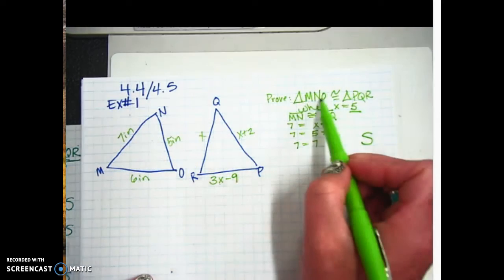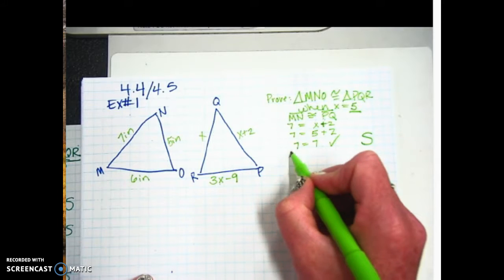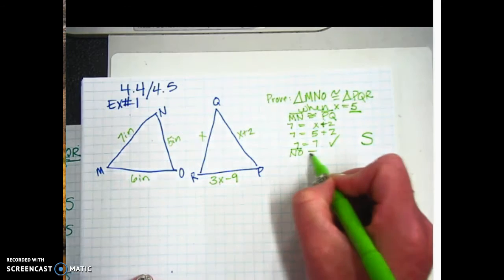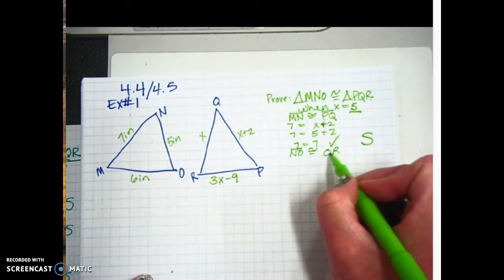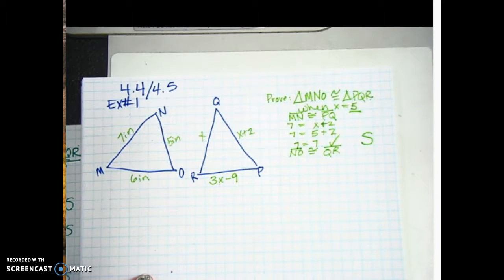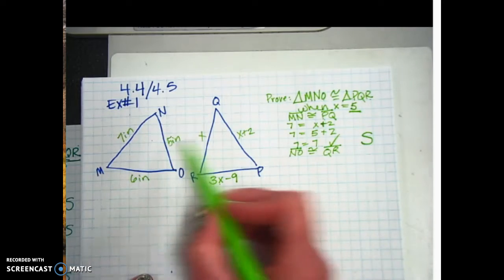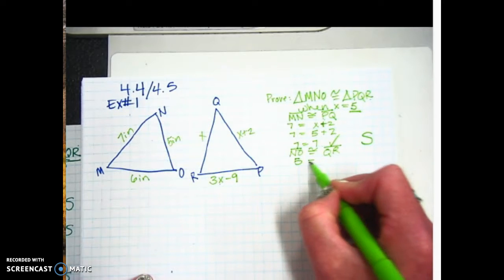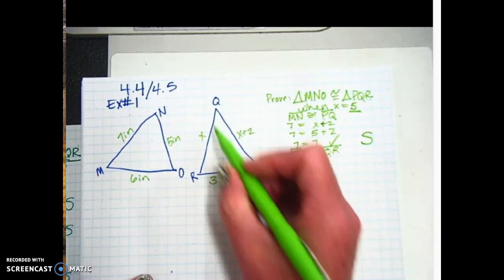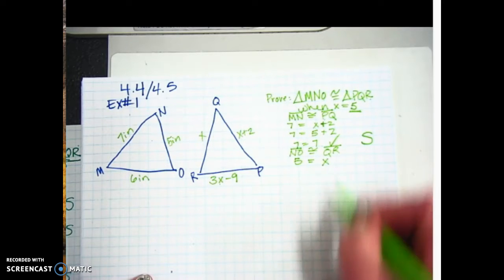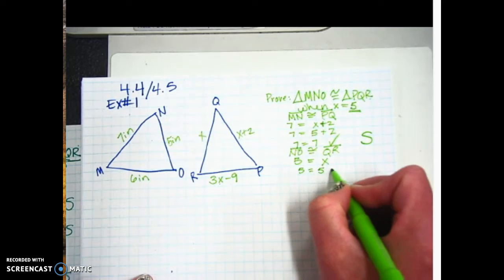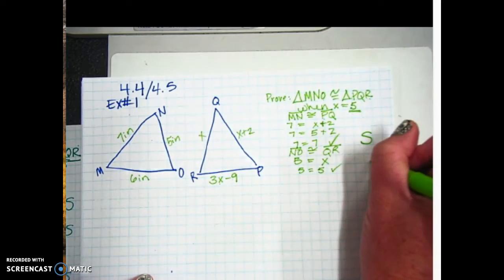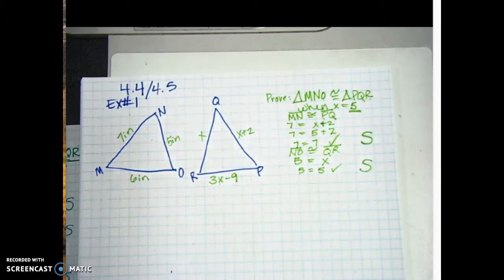Now let's try the second 2 letters. So let's do NO, congruent to the second 2 letters here, which is QR. And we'll take their measurements. NO says 5 inches. QR says X. So that one's pretty easy. When you plug in the 5, you get 5 equals 5. So that's our second S. So far, so good. Okay?